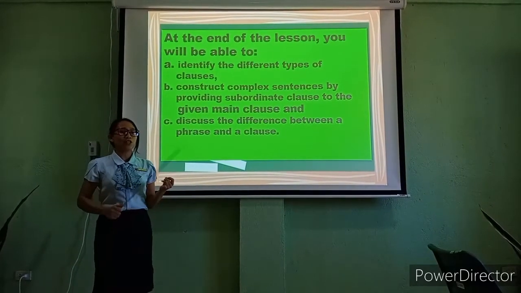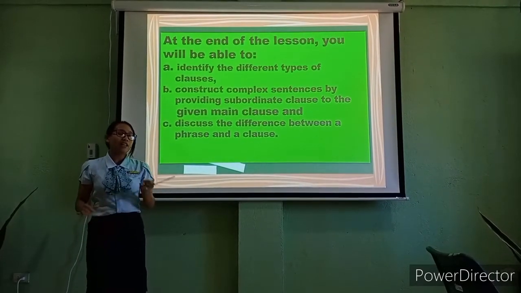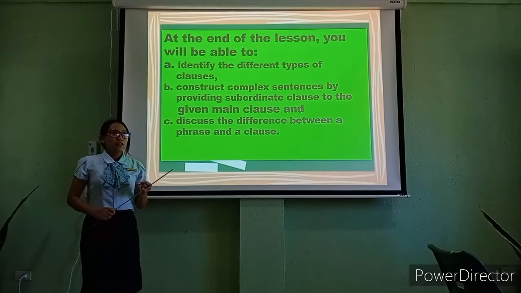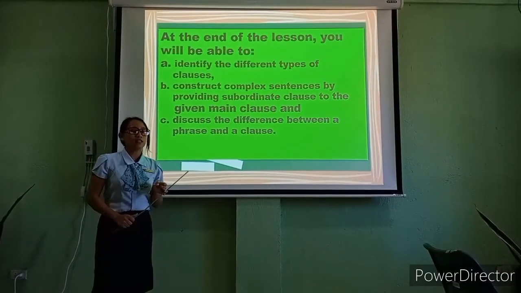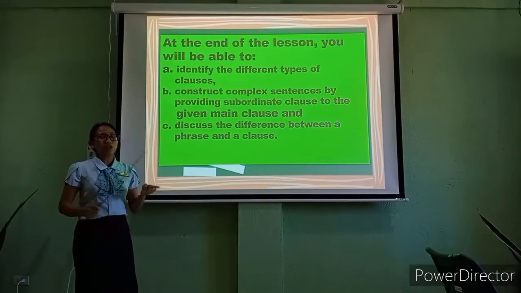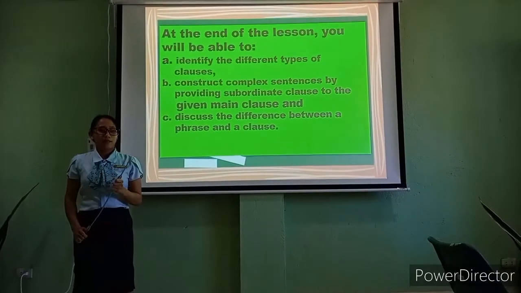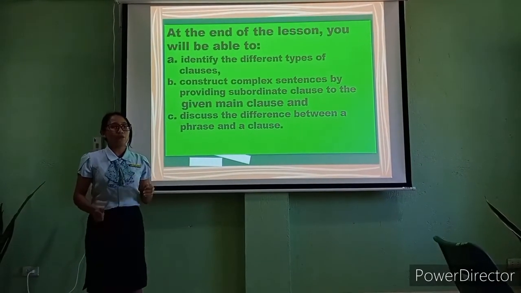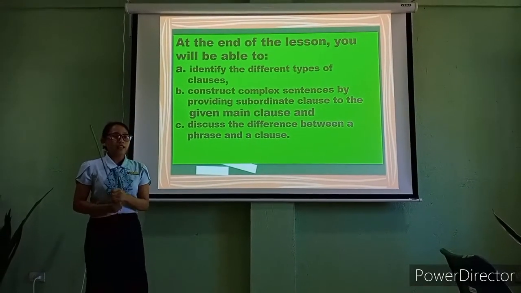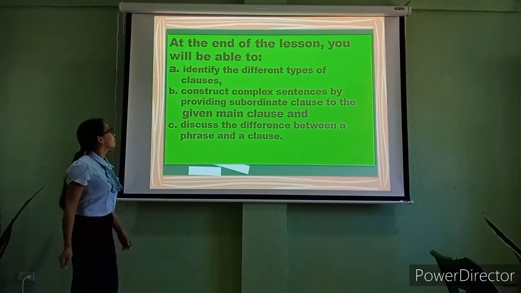Again, first, the definition of a phrase. A phrase is a group of words that does not contain a subject and a verb. Then there are different types of phrases. First is the noun phrase. Second is the verb phrase. Third on the list is the adjective phrase. Fourth is the prepositional phrase. And the last is verbal phrases. And always remember that every type of phrase has a structure, and the overall structure of a phrase does not contain a subject and a verb. Okay, let's proceed.